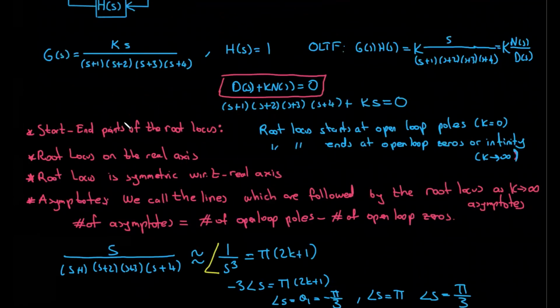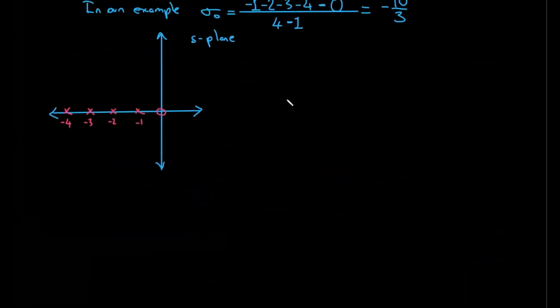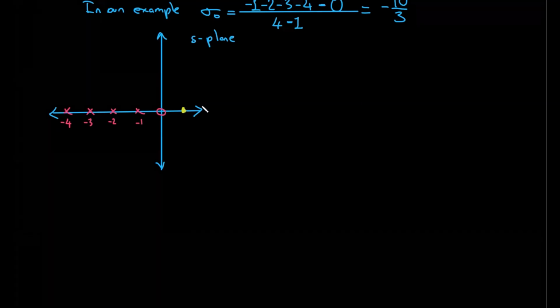And the second thing that I would like to sketch is the part of the real axis that is included on the root locus, okay? And we said that a point on the real axis is included in the root locus if the number of open loop poles and open loop zeros to the right-hand side of that test point is an odd number, okay? So I would like to ask you right now, if I pick a test point over here, will that be included in the root locus?